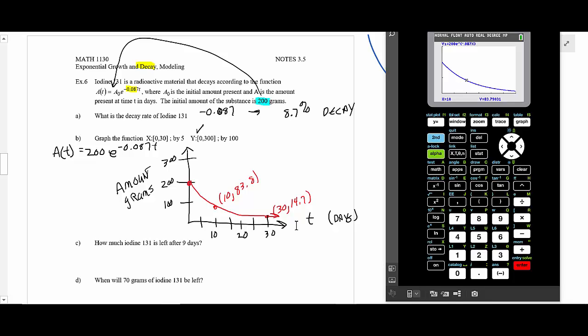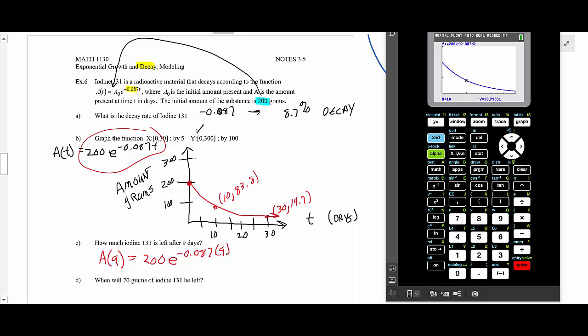Okay. So what we're going to do with this problem is we're going to do a lot of this on the graphing calculator. So the next question is, how much iodine is left in 9 days? Well, you have 2 ways to do this. You could just do A of 9. So you could go back to your function, which is here, and you could just do 200 e to the negative 0.087 times 9.